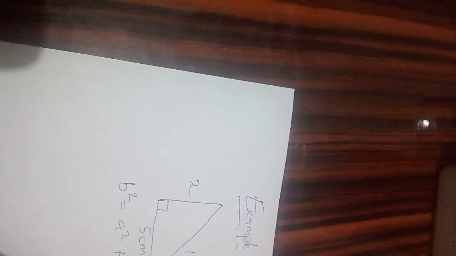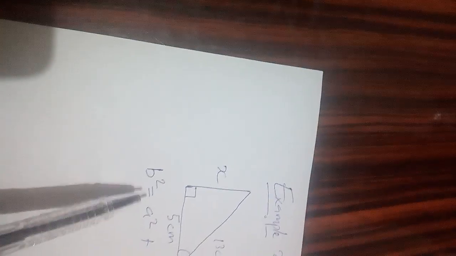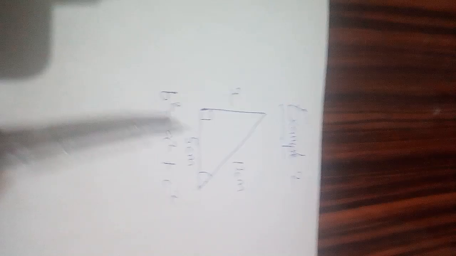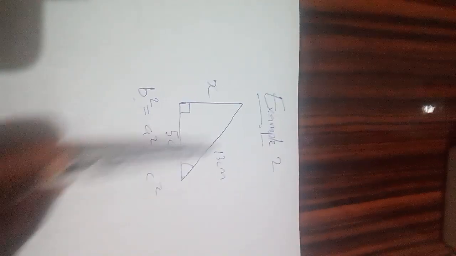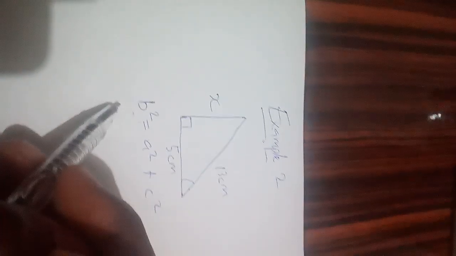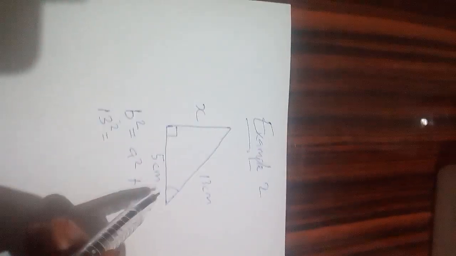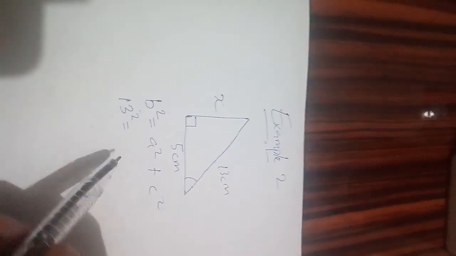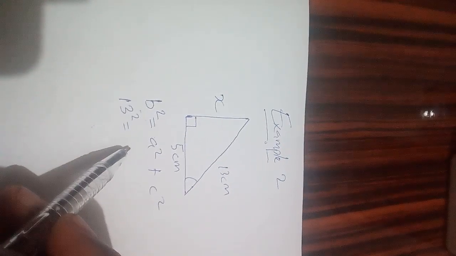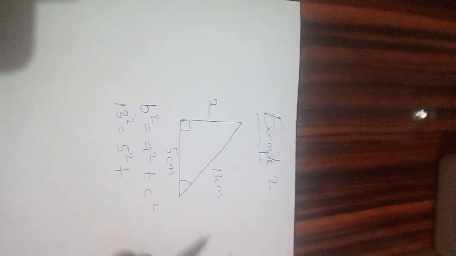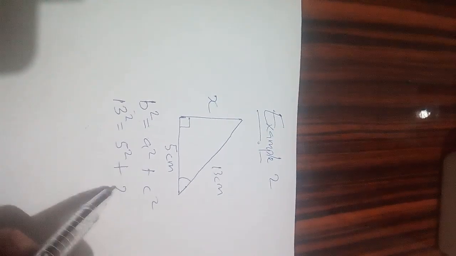Right. So remember, the formula for Pythagoras theorem is b square is equal to a square plus c square, and b square is our hypotenuse, right? So this is 13 square is equal to a square, which is this side based on our last diagram, so this is 5 square plus this is the side we're looking for, x square.